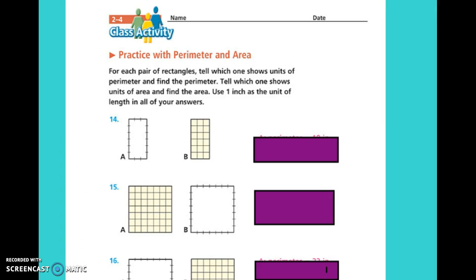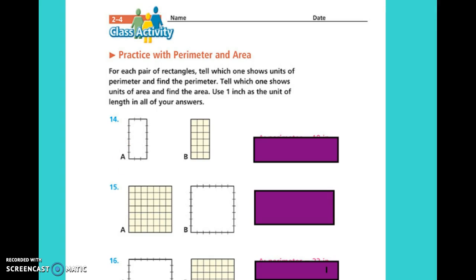All right, on this page, we're going to practice with perimeter and area. The directions say, for each pair of rectangles, tell which one shows units of perimeter and find the perimeter. Tell which one shows the units of area and find the area. Use 1 inch as the unit of length in all of your answers. So I'll give you a hint right away. The perimeter ones are the ones that have the little hash marks around the outside. And the area is the one that's showing the inside, all of the squares on the inside, which makes sense because we're looking at square units versus the perimeter. And each of these counts as 1. So we're going to go ahead and just count them.